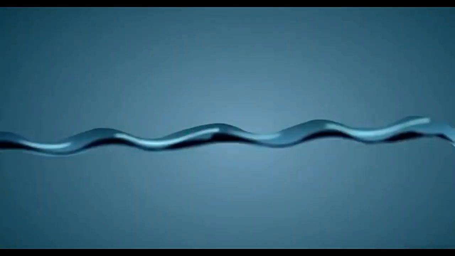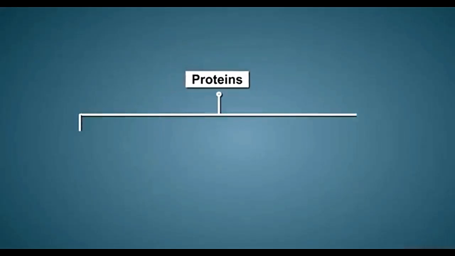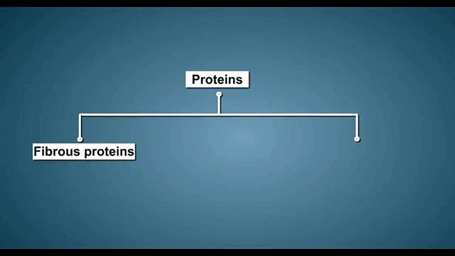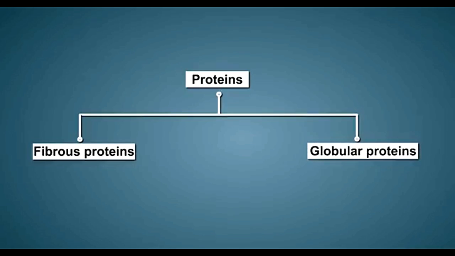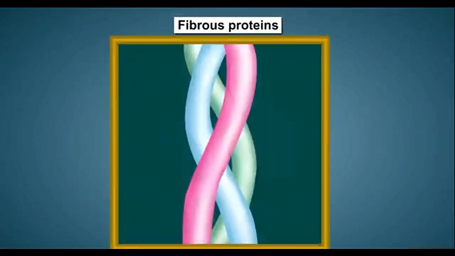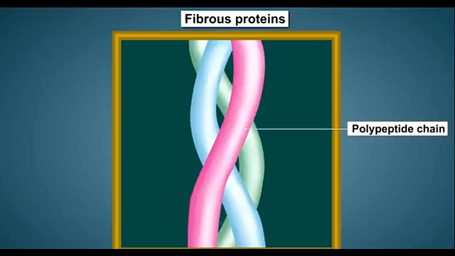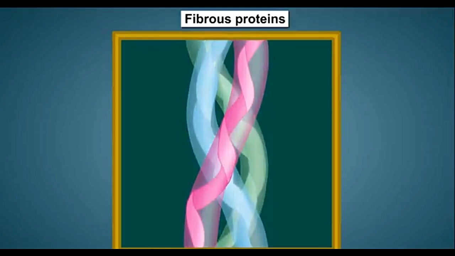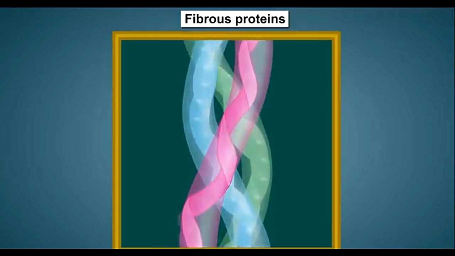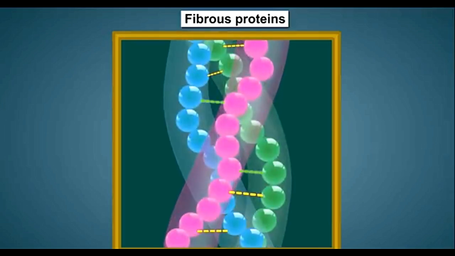Depending upon the molecular shape of proteins, they can be classified as fibrous proteins and globular proteins. Let us study about them one by one. Fibrous proteins are formed when polypeptide chains run parallel to each other and are linked together to form fibers. The molecules of these chains at many points are held together by hydrogen and disulfide bonds.